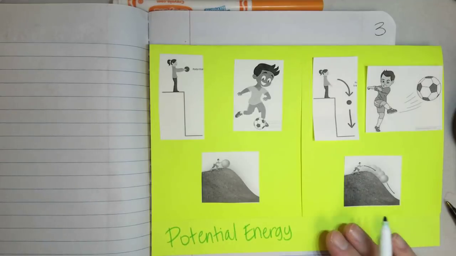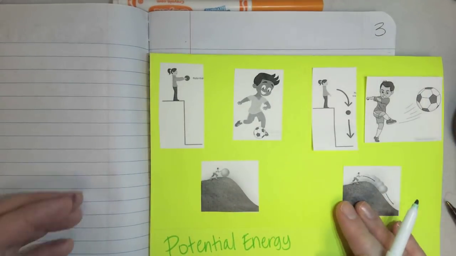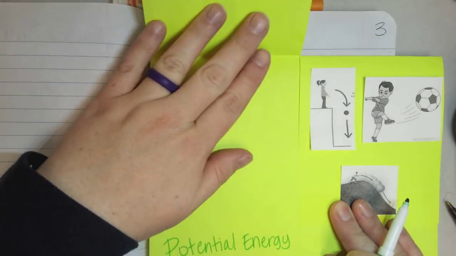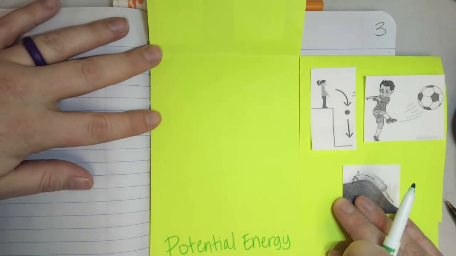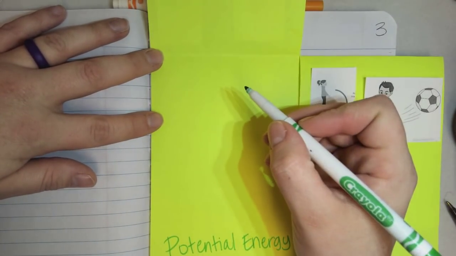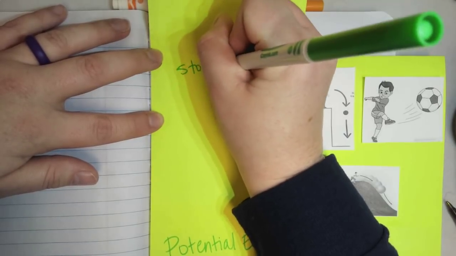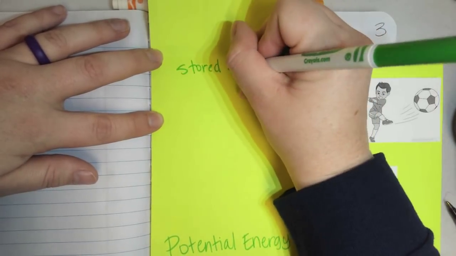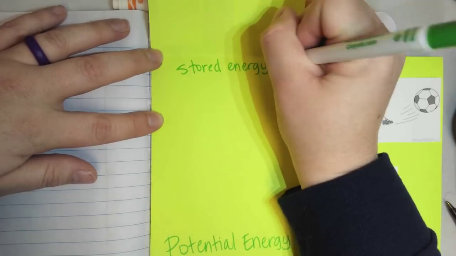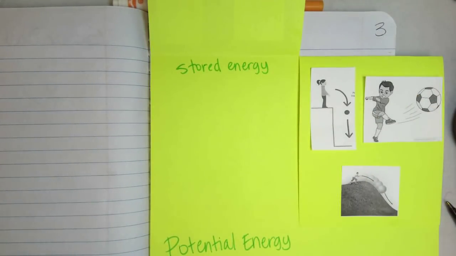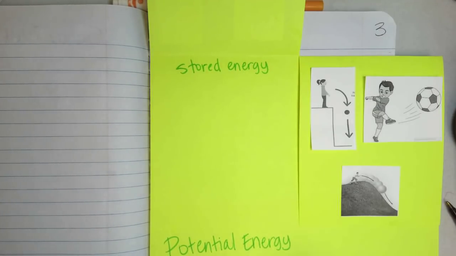When we're talking about potential energy, it is what we call stored energy. So I'm going to open it up, and I'm going to write that at the top right up here. That's what we call stored energy. It's not energy that is in motion. An object isn't moving yet, but it's stored up and it's ready to move. Or sometimes we say it has the potential to move, and that's why we call it potential energy.